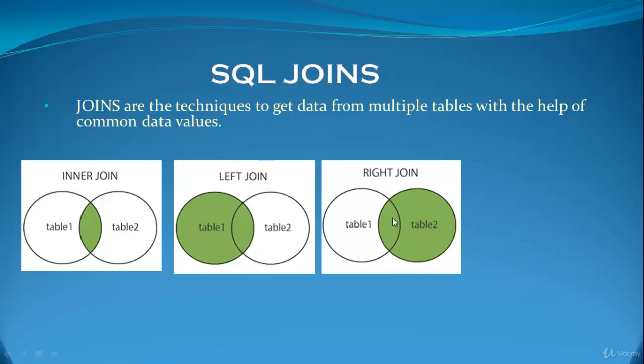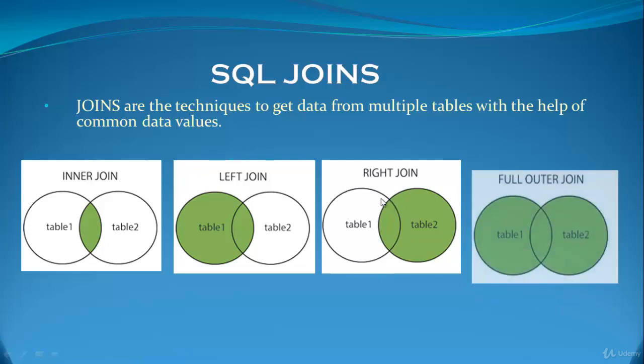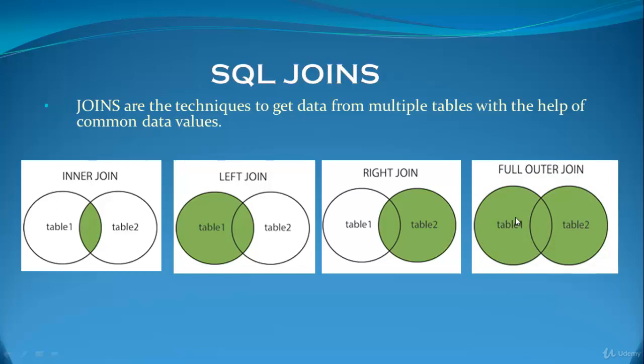The third type is right outer join. Right outer join is a replica of left outer join, but as you can see in the diagram, now the base table is table 2, and the query will return the complete data set of table 2, whereas only common data will be returned from table 1.